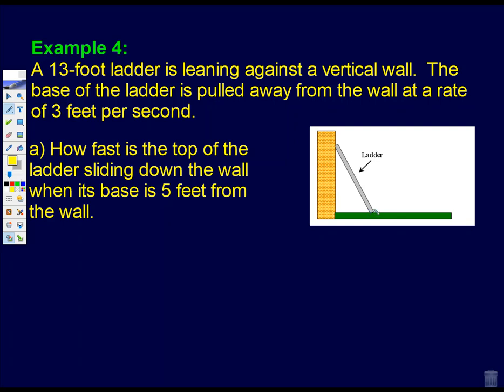And I think you can imagine the faster I pull this away from the wall, the faster this will come down. So there is a relationship between the rate at which we pull away from the wall and the rate at which the ladder comes down the wall. And we want to see what happens in the situation where it says we're going to pull away from the wall at 3 feet per second. What we want to see is how fast is this tip of the ladder coming down the wall.